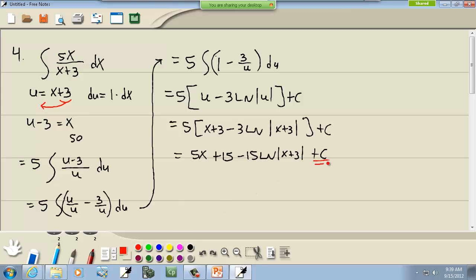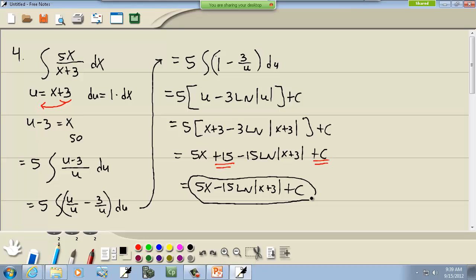Now, c is a constant. It's a number we don't know. And we have 15. We can combine those together. So we've got 5x minus 15 natural log of x plus 3. Now, c is a number we don't know. If we add 15 to a number we don't know, we still have a number that we don't know. So that's plus c. Anytime you just have single numbers sitting there, you can always merge those together into c, because again, that's a number we don't know. And that's our answer.